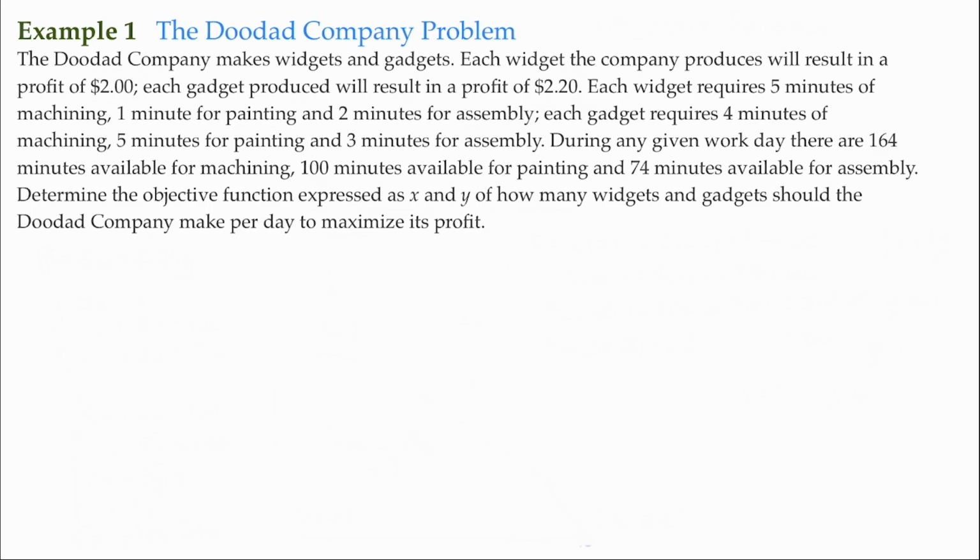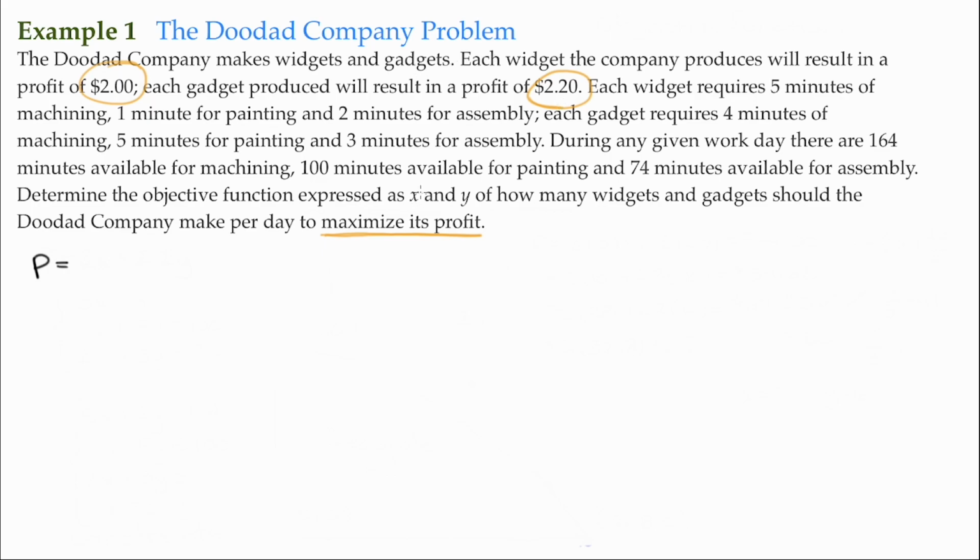Profits we typically want to maximize. We can see right here we want to maximize its profit. So if we let P equal profit, we can see right here $2 for every widget that's made and $2.20 for every gadget that's made.